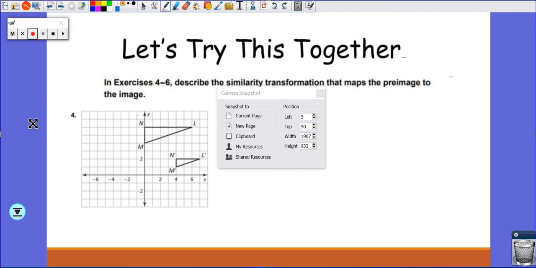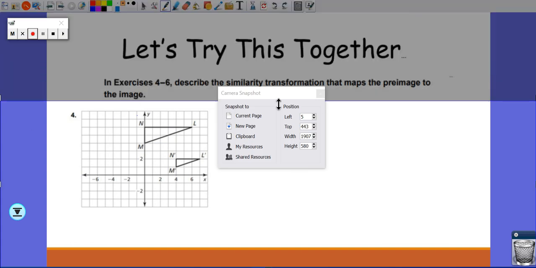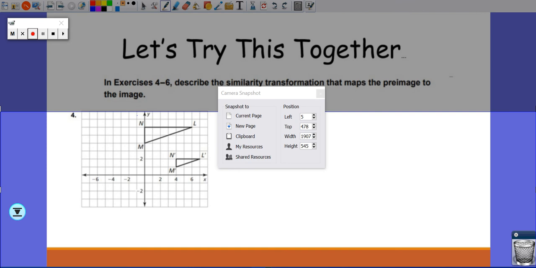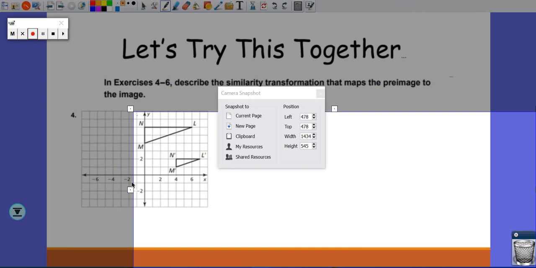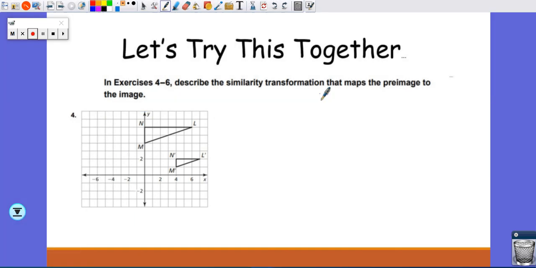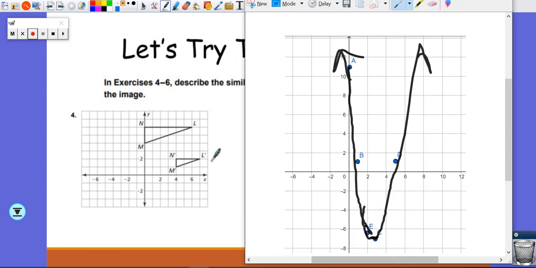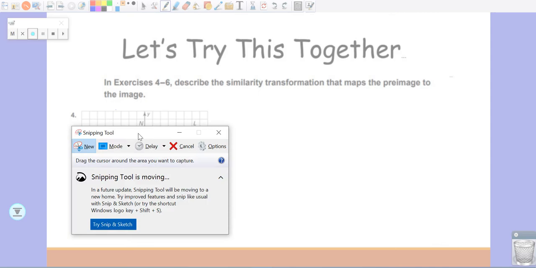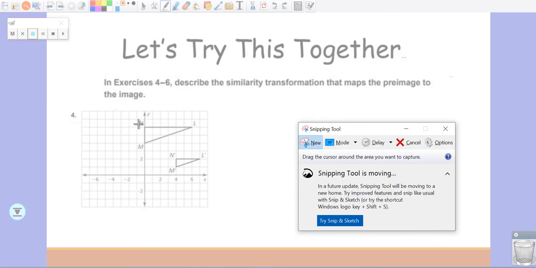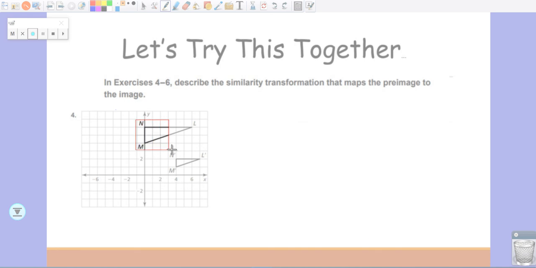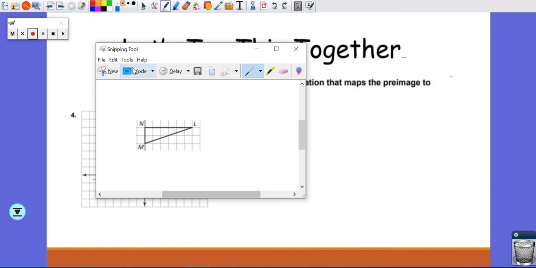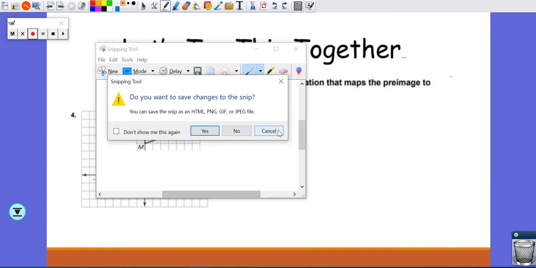So I'm going to take a picture of this graph. And you know what? I ain't going to need to do it this way. I'm going to use snipping, guys. That's just quicker for me. So I'm going to take a picture of this. This is the pre-image, and I know this is the pre-image because it does not have any primes on it.